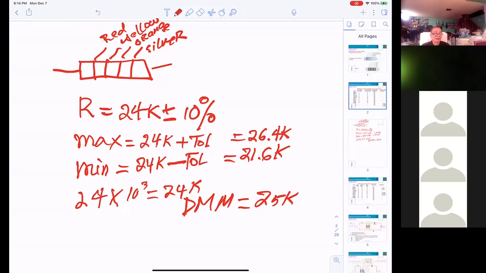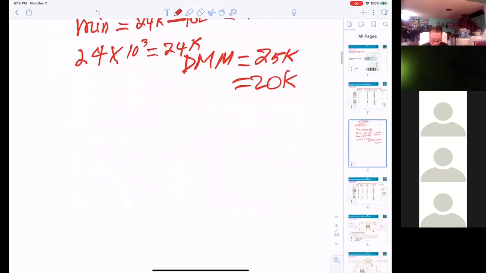However, if they measure only 20K, that will be out of tolerance. Okay. Yes, that is for tomorrow.